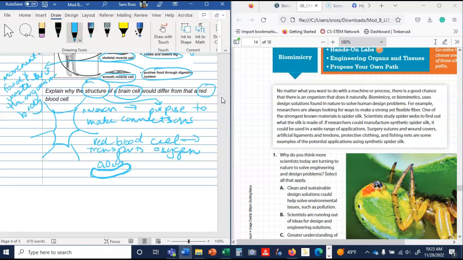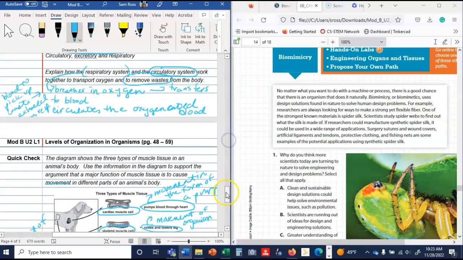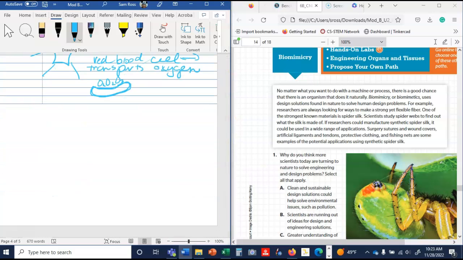What is the purpose of a neuron? To make connections in the brain. What is the purpose of a red blood cell? To transport oxygen. Okay, and I think that's it. Let me know if you have any questions.